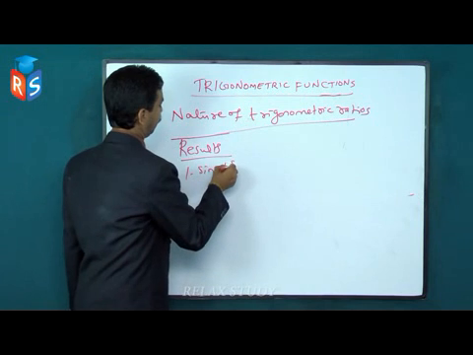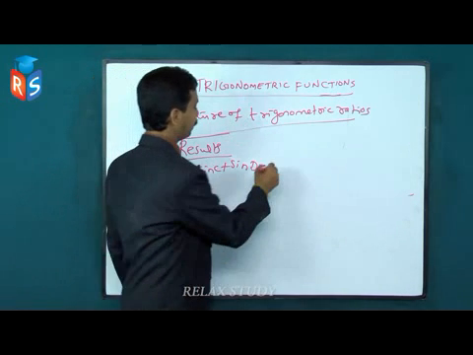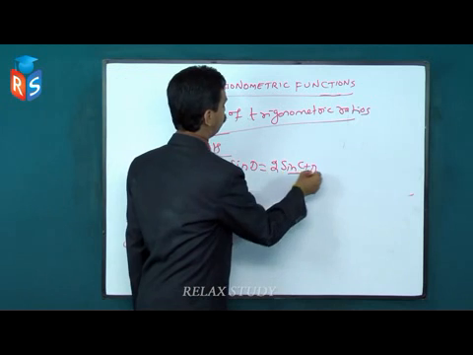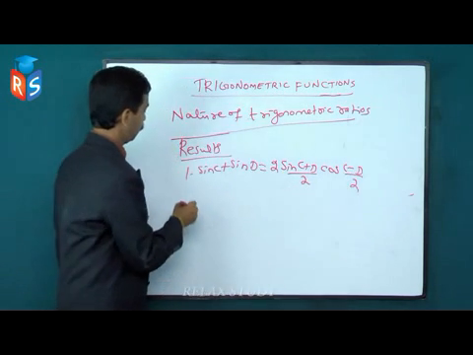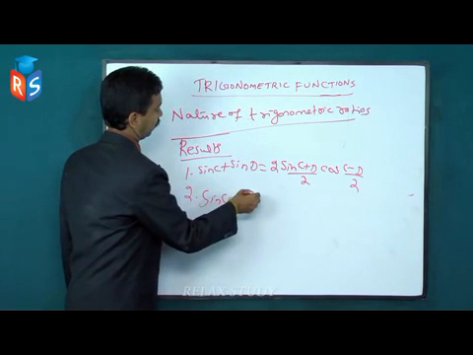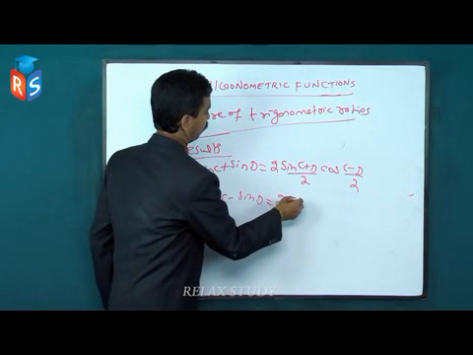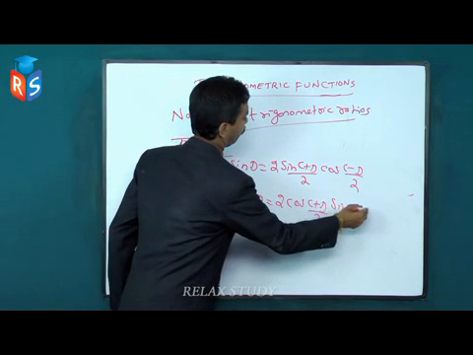Sin C plus sin D equals 2 sin((C plus D)/2) cos((C minus D)/2). Then sin C minus sin D equals 2 cos((C plus D)/2) sin((C minus D)/2).